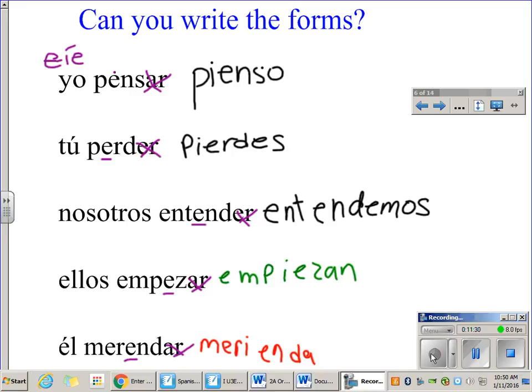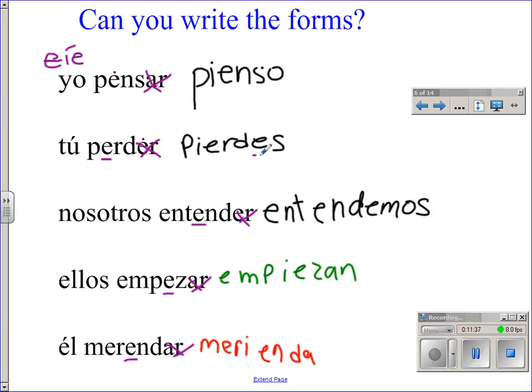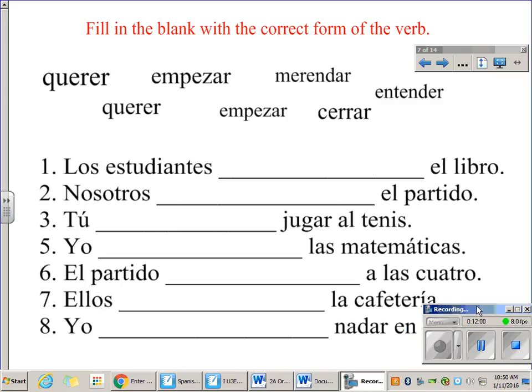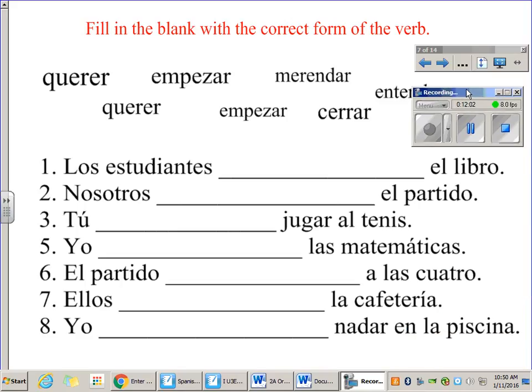Okay, so these are the correct answers, and just keep in mind it's very common for a student to write an A there instead of an E, but it is an ER verb, so we would use the pierdes ending. And then remember, this one is not in the boot, so there would not be the I right there. So this is done correctly. All right, so another practice here. Can you fill in the correct form of the verb and put it in the correct blank?